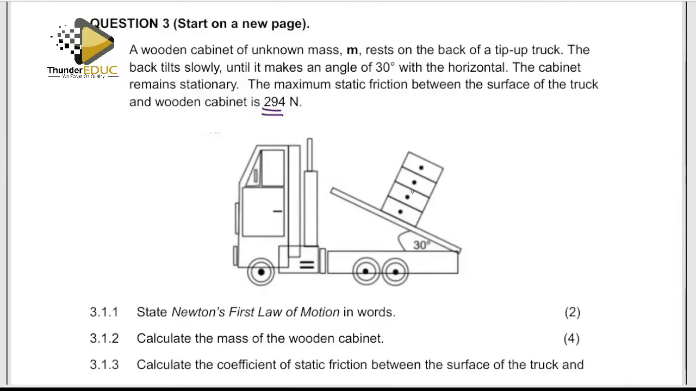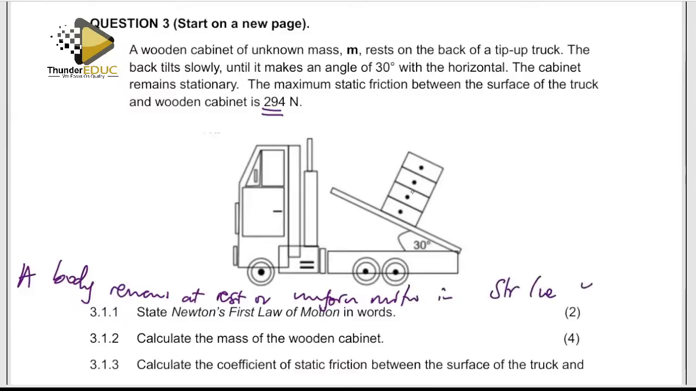Can we state Newton's first law? Newton's first law tells us that a body remains at rest or in uniform motion in a straight line unless acted upon by an external force, or some people call it a net force or a non-zero force.